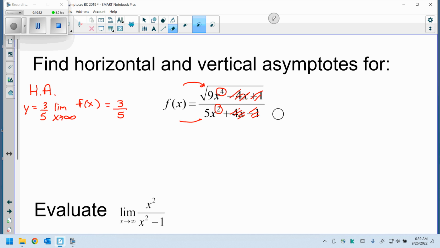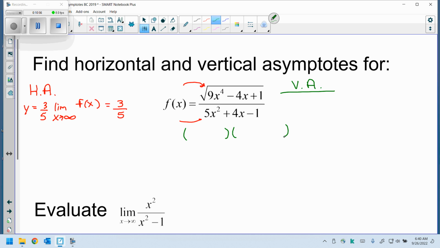Well, let's see. Let's get rid of this crossed off stuff. Now I'm going to focus my attention on what makes the bottom 0. I'm going to try to factor this. I hope I can do it. I have 5x and an x. I think I'm going to have a +1 and a -1. And that will indeed give me 4x as my middle term. So I think we're okay. So the numbers that make the bottom 0, x equals 1/5. x equals -1.